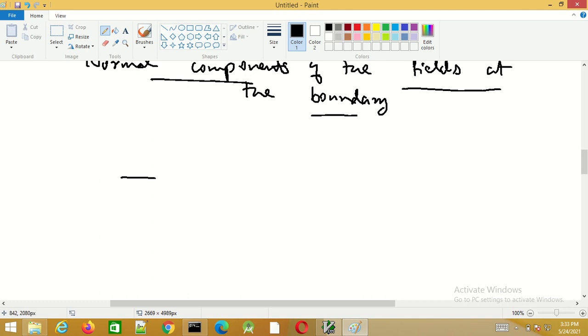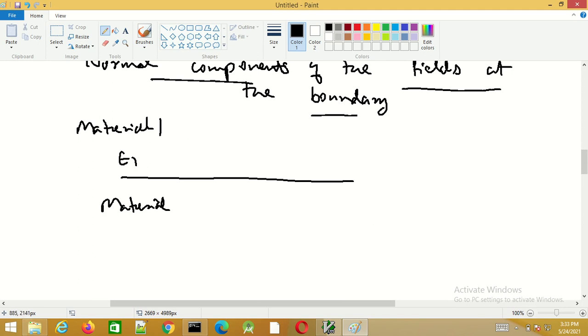So for this purpose, we'll again consider the same material. So here we'll take D1N as the electric flux density, that is, the normal component of the electric flux density at the boundary in medium 1, and D2N is the normal component of electric flux density at the boundary in medium 2.